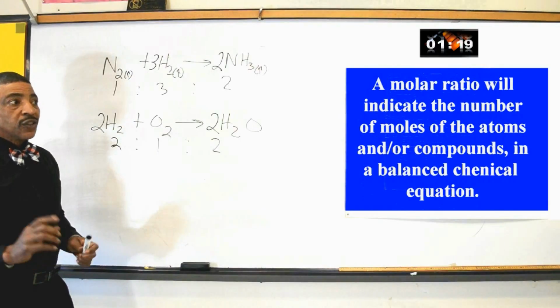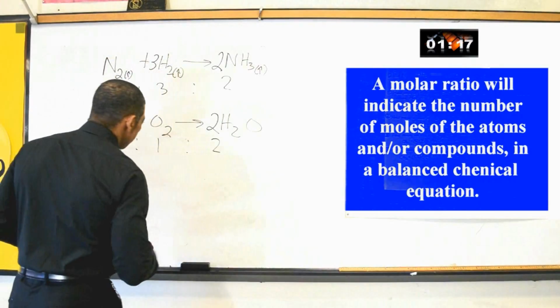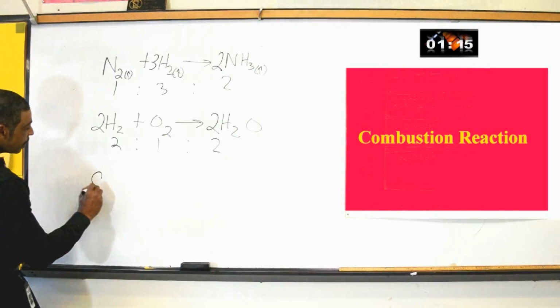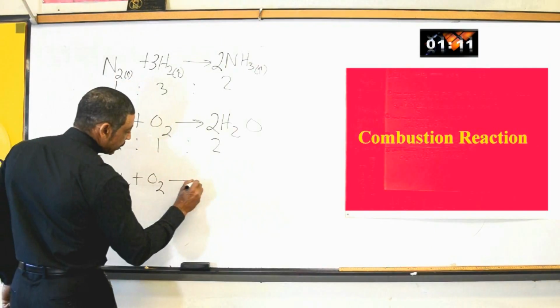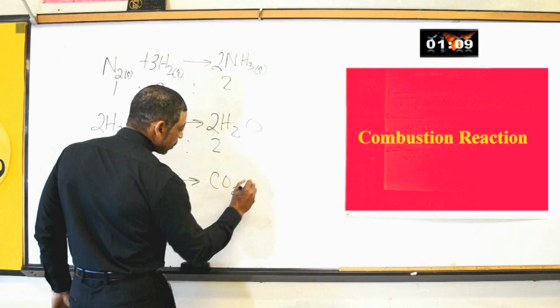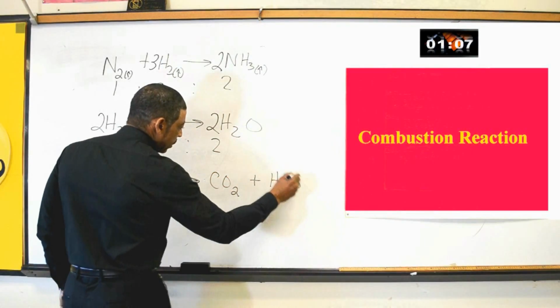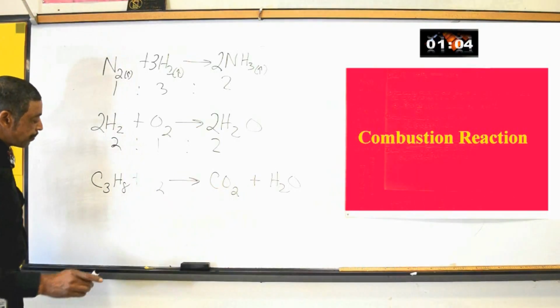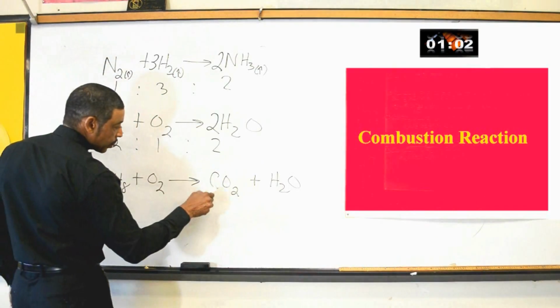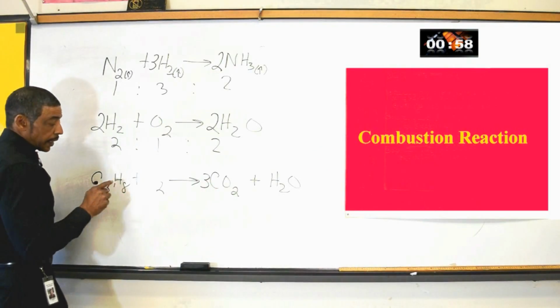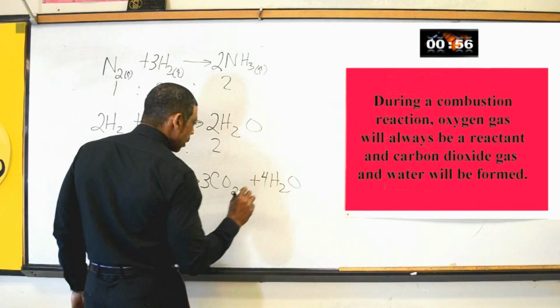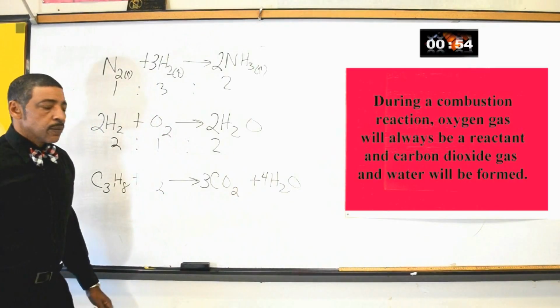So let's try a slightly more complicated one. How about this one? C3H8 plus O2 yields CO2 plus H2O. I'm not placing any states of matter. The carbons and hydrogens come out to 3 and 8, so we place a 3 in front of CO2 and a 4 in front of H2O. Now let's count the number of oxygens.